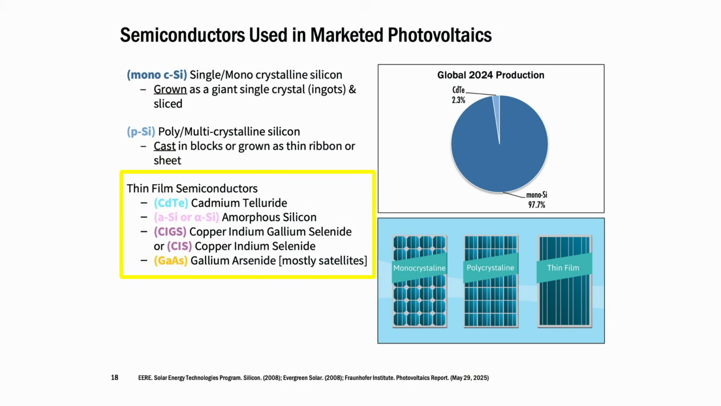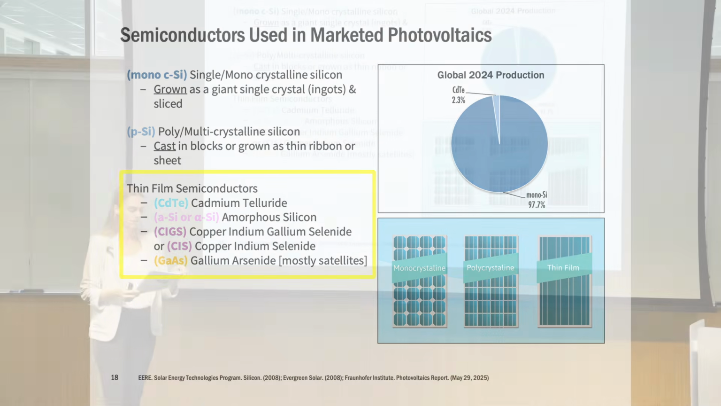You also have a broad category of semiconductors known as thin film, which refers to how the material is manufactured and the resulting thickness of that material.